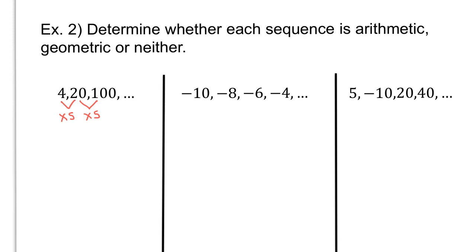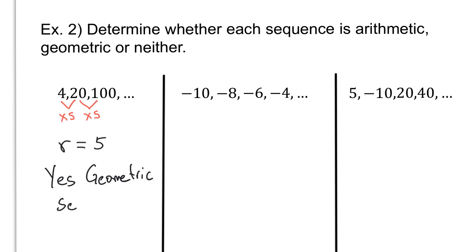And let me write down the common ratio. My common ratio is 5 because that's the number we are multiplying. If you take the second term, 20, divided by the first one, 20 divided by 4 is 5. So I'm going to put yes, this is geometric.